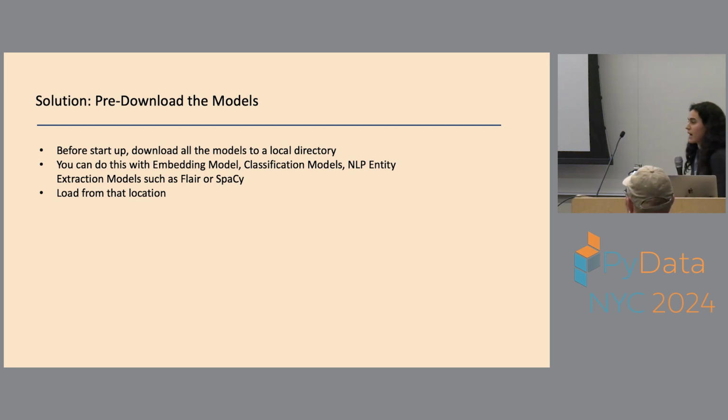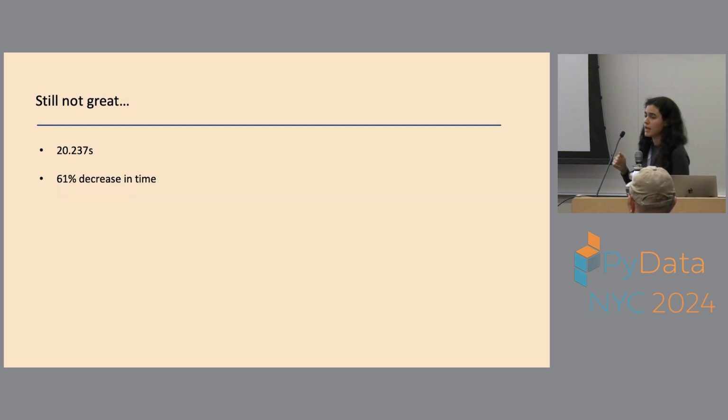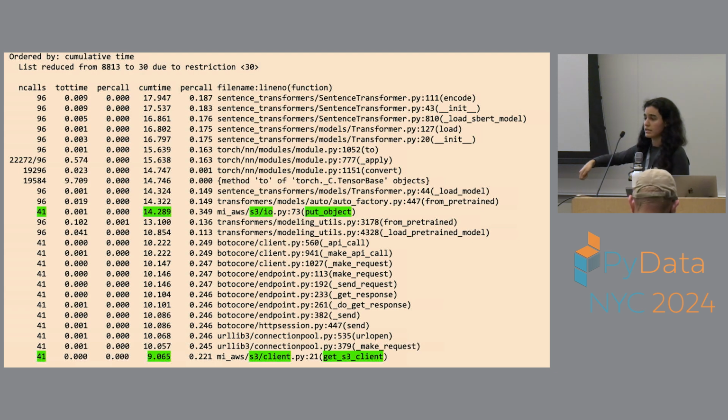So let's see how this impacts our results. We went from about a minute to 20 seconds. That's a 61% decrease in time, which is pretty good, but it's still not great. So let's see if we can do a little better than that. Again, we'll pick up the process for how we did it before. We'll start with cProfile, and let's see if we're doing anything unexpected or if there's any bottleneck here that we can remove.